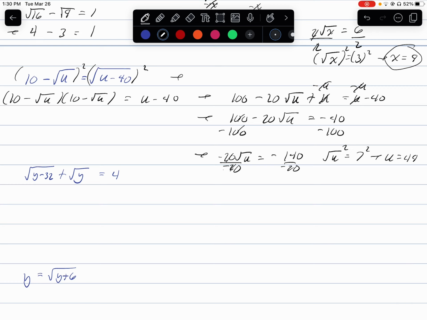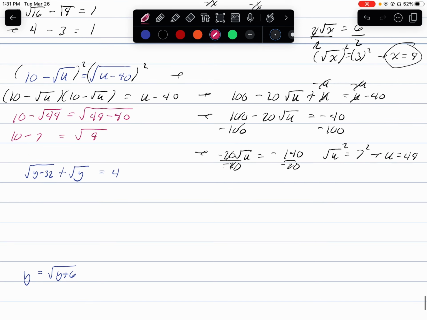Okay, so let's check this out. If we check this, we have 10 minus the square root of 49 should be equal to the square root of 49 minus 40. So that will give us 10 minus 7 is equal to the square root of 9. So we have 3 is equal to 3. So u equals 49 is the solution to this equation.